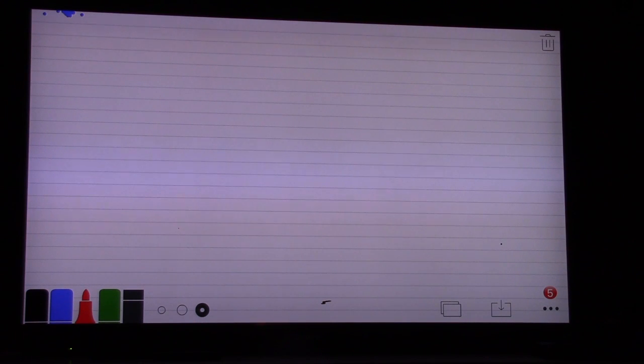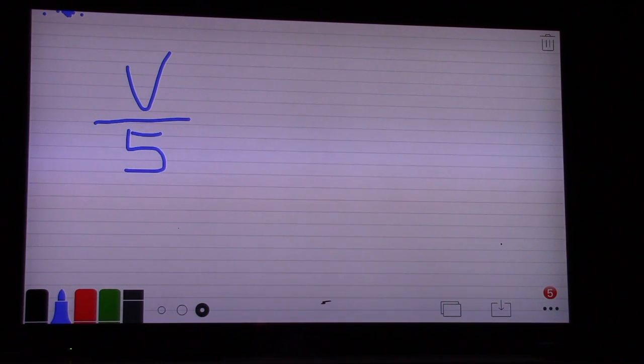The first condition that I'm going to talk about is if I had v divided by 5. When it's set up like a fraction, v is being divided by 5. The fraction bar actually is the division sign. So that says v is being chopped up into 5 parts. v is being divided by 5.